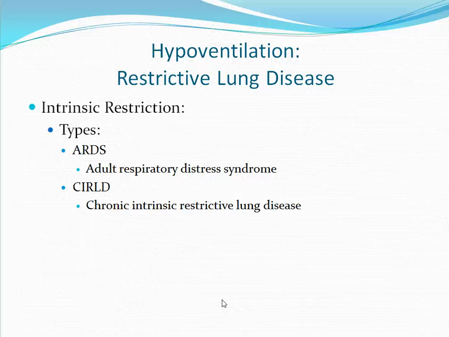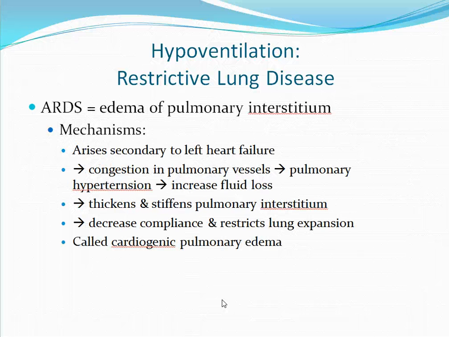There are two main types of intrinsic restriction. They include ARDS, which is Adult Respiratory Distress Syndrome, or CIRLD, which is Chronic Intrinsic Restrictive Lung Disease. We will look at ARDS first, which is edema of the pulmonary interstitium.